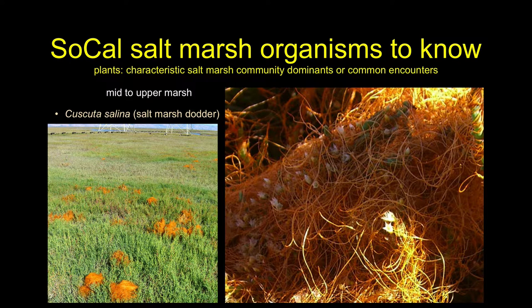Here, again, we were talking about this, here's the dodder. Here's that Cuscuta, that parasite, and it's covering, I don't know what that is, a Jaumea maybe? I can't tell on the right. On the left, it's over pickleweed. It can be really bright tangerine orange when it's really fresh and really dense. And again, we know that is an important disturbance factor.